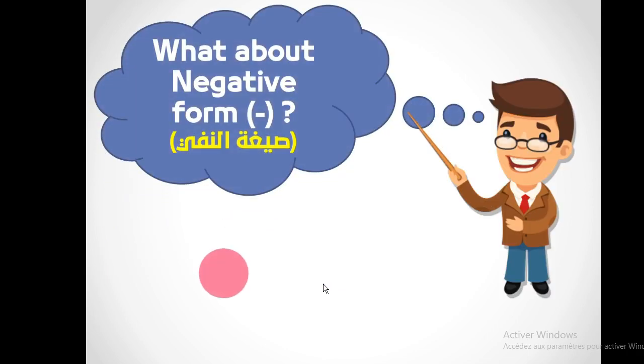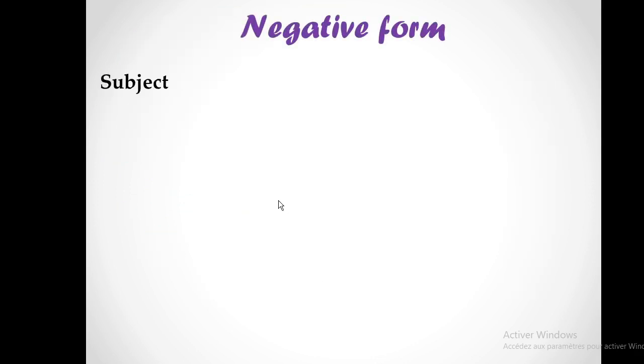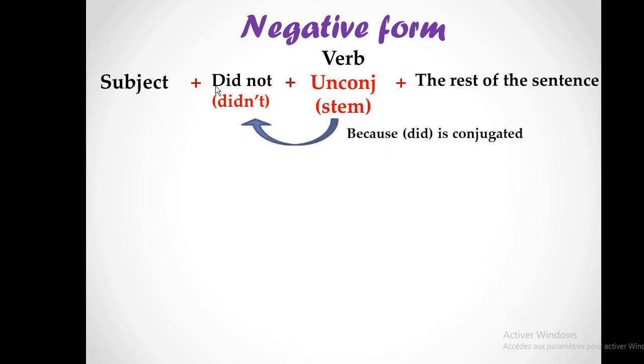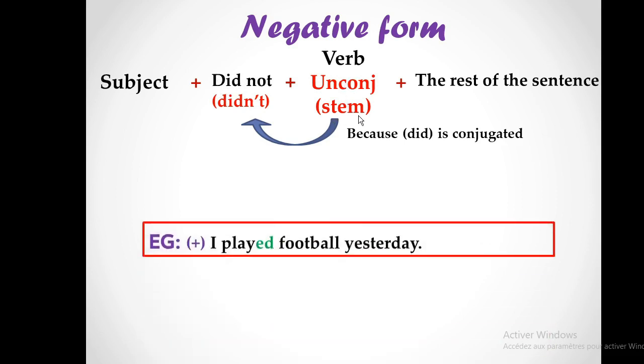What about the negative form? So let's check the rule of the negative form. Subject plus did not or didn't, short form, plus the verb unconjugated or stem, plus the rest of the sentence. Now, why do we not conjugate the verb? Why do we put it unconjugated or in stem form? Because did is conjugated in the past. So when did takes the form of the past, the verb after it is not conjugated, it is in stem form.